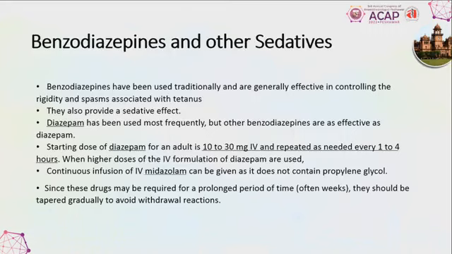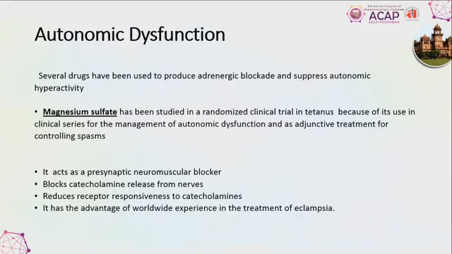And it is used most frequently in ICU and outside ICU. If the patient is in the ward, they are using it. Starting the dose of diazepam with 10 to 30 milligrams and repeated as needed after every 1 to 4 hours. But you should be careful to see the level of sedation and the level of airway reflexes. It should all be considered important. And continuous infusion of IV midazolam is also important, and we are using it very frequently.